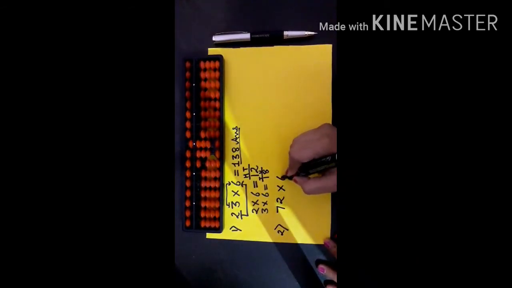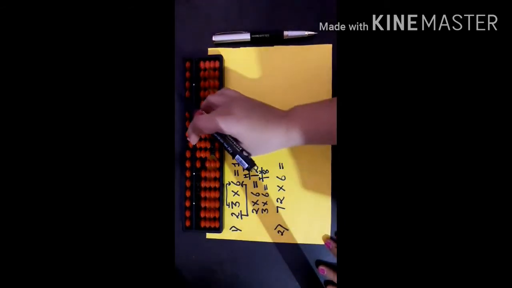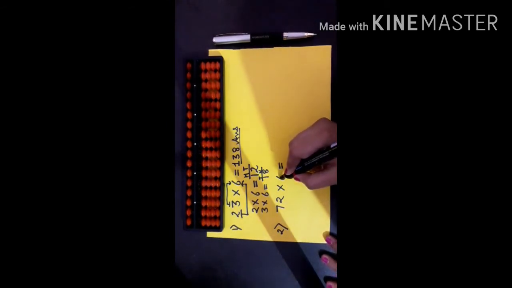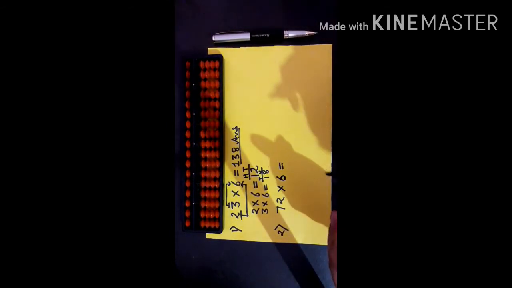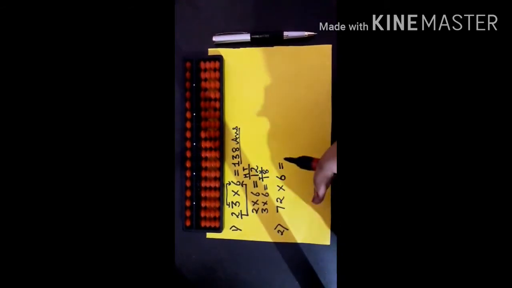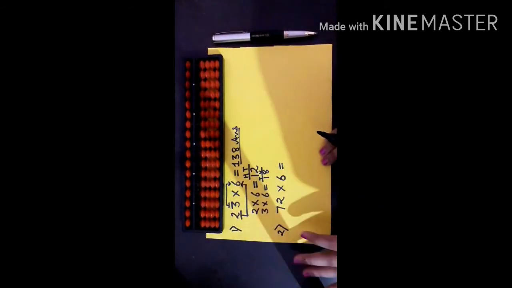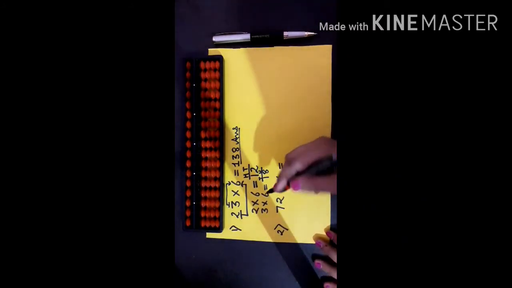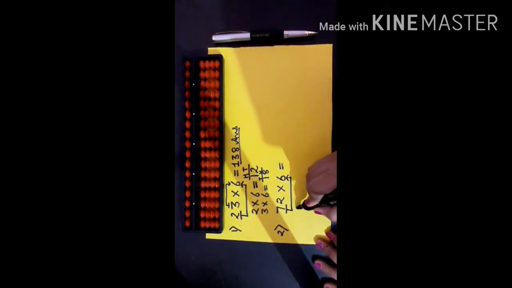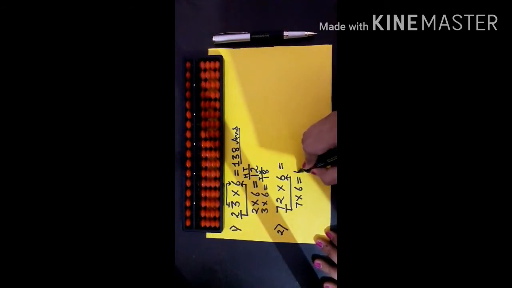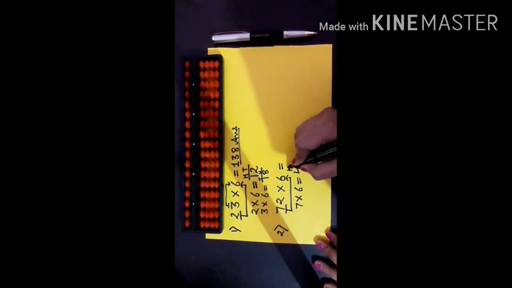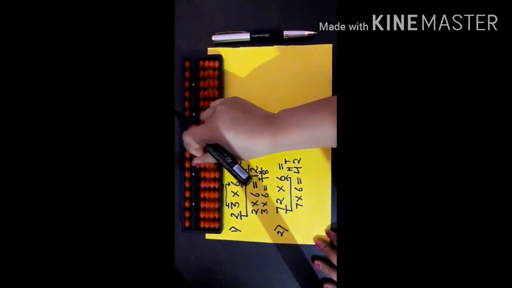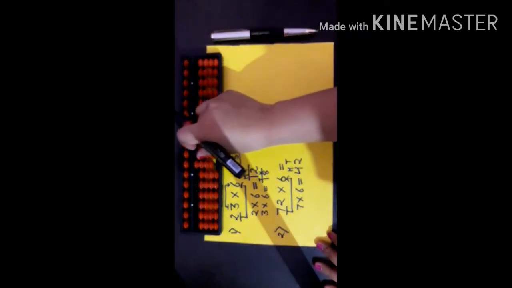Now your second question: 72 into 6. Set your abacus again, lower beads down and upper beads up. Students, when you practice these sums again and again, you will be well versed in it. By the method which we are using, you can easily do your calculations. Now multiply your first digit with 6. 6 sevens are 42. As you all know, first digit in hundreds rod, second in tens rod. So 4 in hundreds rod and 2 in tens rod.